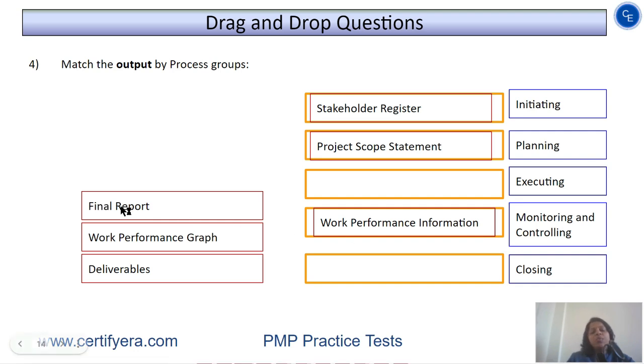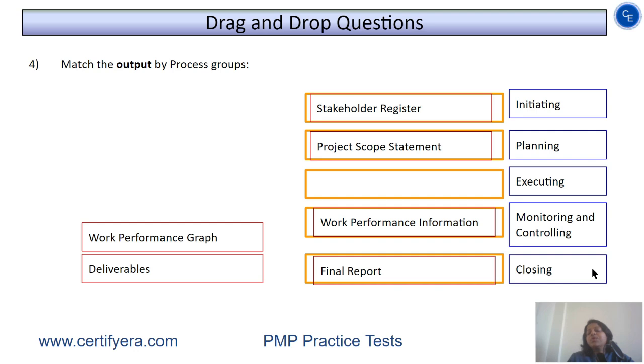The next output is final report. Final report we create as part of project closure. When we close the project, we try to publish the final project report with all the stakeholders. So it belongs to the closing process group. The next output is work performance graph. Actually, this is not an output, so it does not belong to any of these process groups. We don't have any output called work performance graph in any of the processes. So we are not going to drag this item.